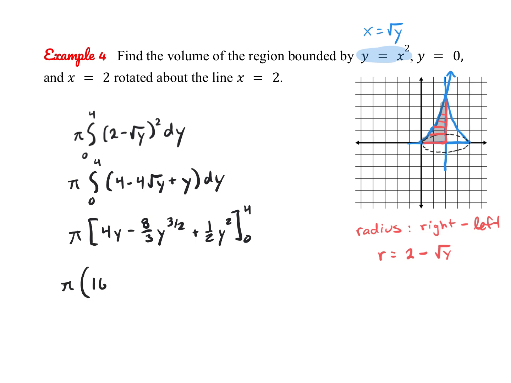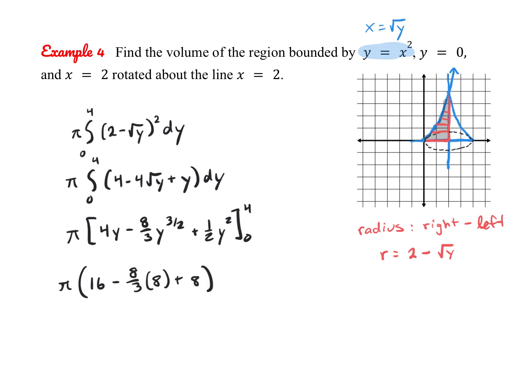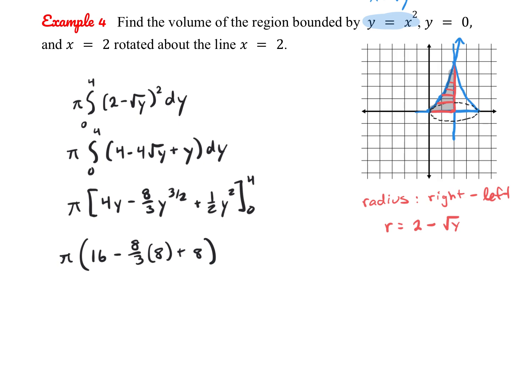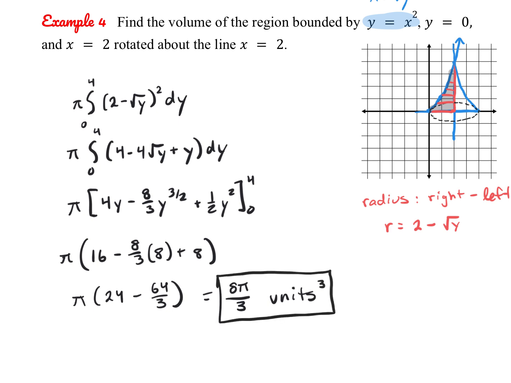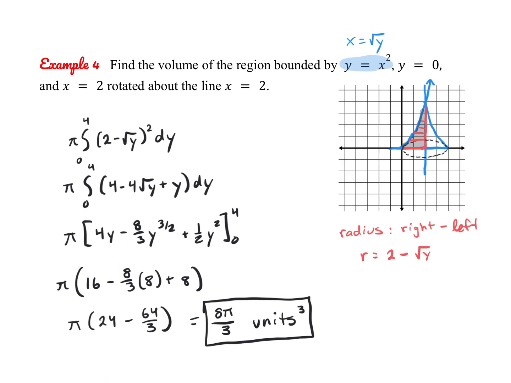All right, here we have 16 minus 8/3 times the square root of 4, which is 2. 2 cubed is 8, plus 8. So that gives us 24 minus 64 thirds, times pi, which gives us 8 pi over 3, and then we have units cubed. All right, and there you have it.